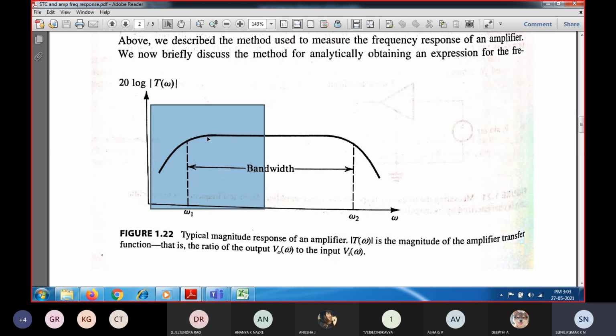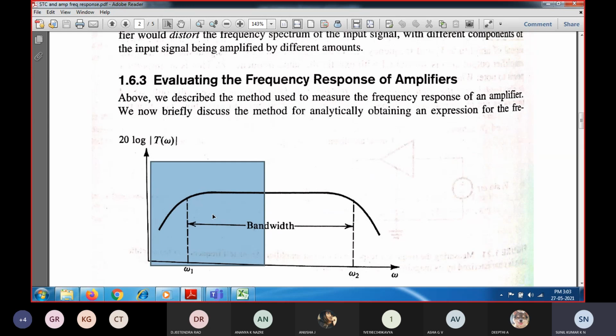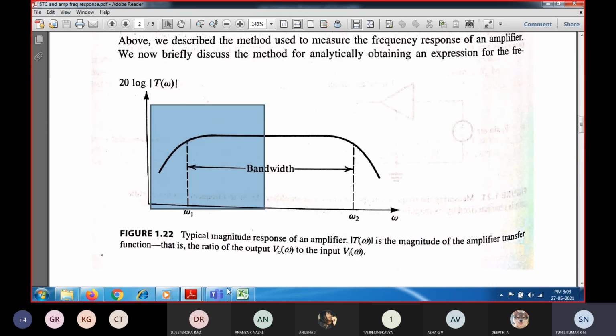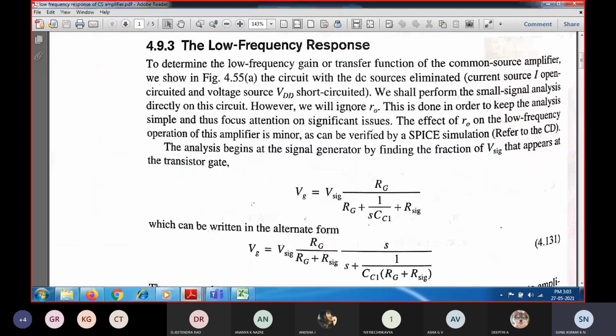So because of that, the gain of the common source or any type of amplifier you can consider is going to get reduced during the initial or low frequency range of operation. So this is about the lower frequency response of the amplifier. Okay, so now if we consider the low frequency response, the low frequency gain, how to determine the low frequency gain or transfer function of the common source is given with the circuit diagram as shown in the figure.